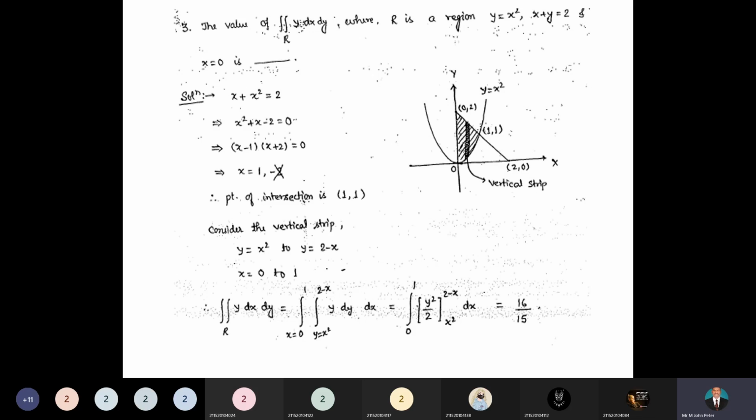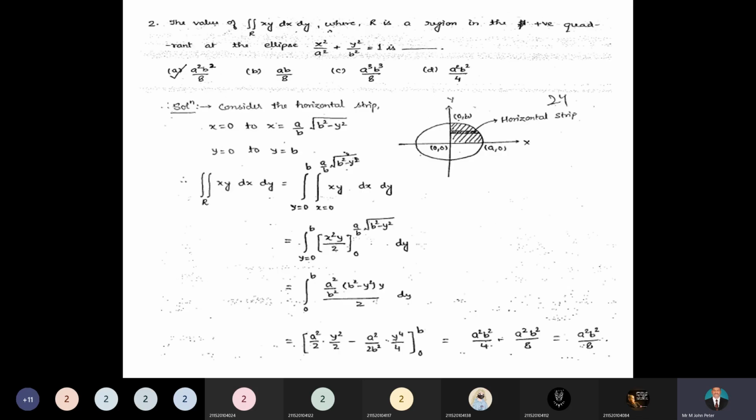Otherwise, if you draw a strip parallel to the x-axis and identify the limits, you end up with two double integrations. So don't think like that. Those things we have discussed in the classes. Okay, with the options, this one is a good question.